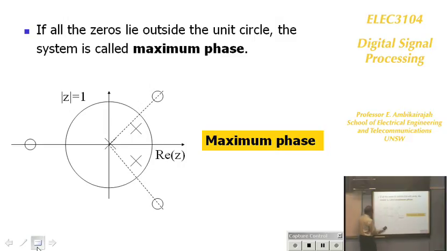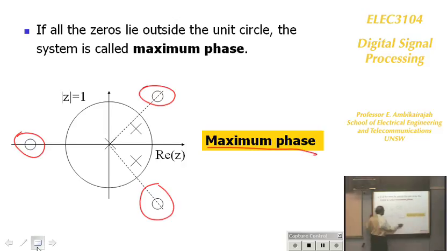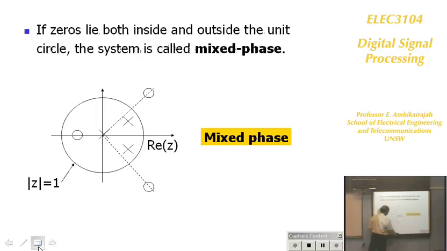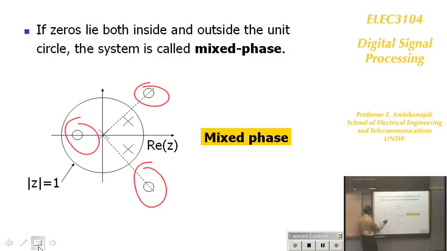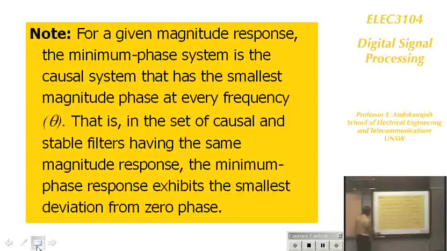If you go for the next one, where the zeros are outside, it will provide you the maximum phase. And if you plot this graph, you will see the phase change will be maximum. Phase at 0, phase at pi, calculate them, subtract them, you will see the difference. Mixed phase, you will have probably a zero outside and some zeros inside, and then the system is called mixed phase. So I have an example to demonstrate these phase differences.